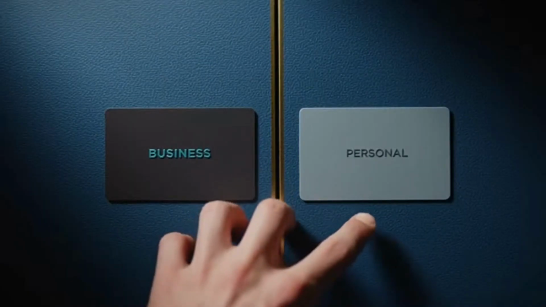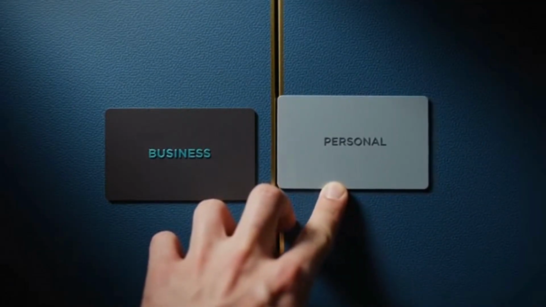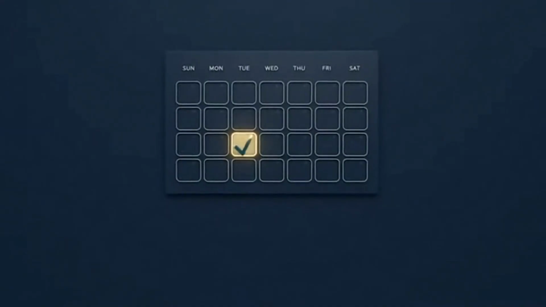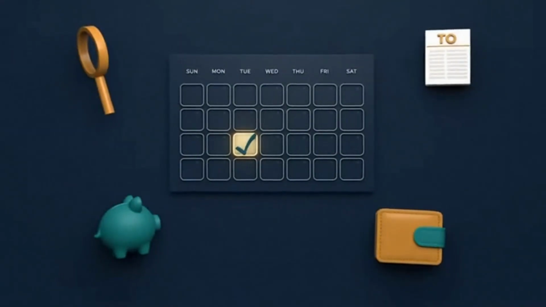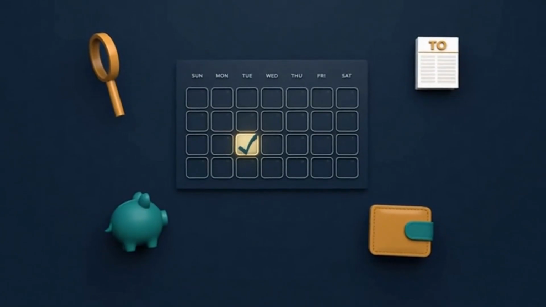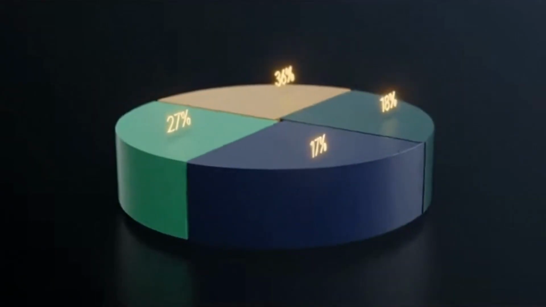The fastest way to ruin the system is to create loopholes. So your rule is this. If it's a business expense, it gets paid from business accounts. If it's personal, it never touches business accounts. When you follow this rule, bookkeeping becomes simple. When you don't, every month becomes a mystery novel.